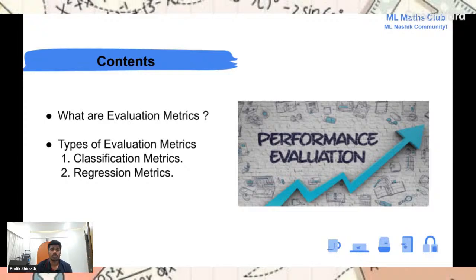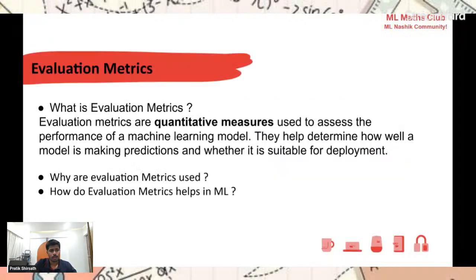So, what are evaluation metrics? Evaluation metrics are nothing but the quantitative measures which are used to assess the performance of the model. Not only this, but they also determine how well the model performs in terms of accuracy and precision. It also measures whether the model is suitable for deployment or not.